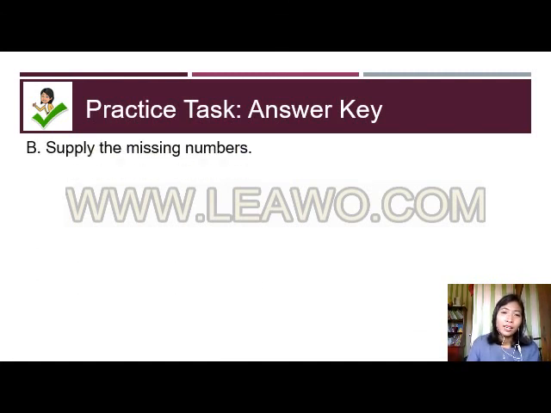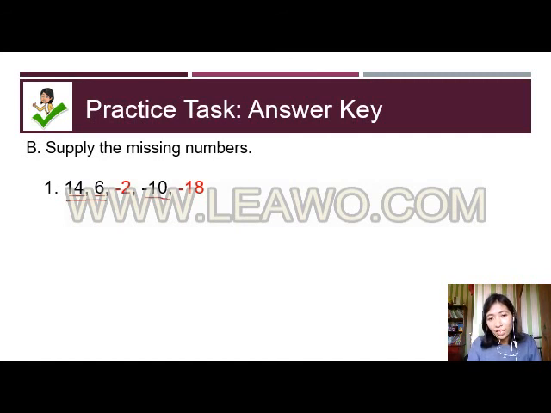Now, letter B, supply the missing numbers. Okay. Number 1, the given terms are this: 14, 6, blank, negative 10, blank. Okay. So again, we have to see a pattern. We have to generate a pattern, okay, that we will apply in order to get the missing numbers. But in the given, where we'll be able to generate the pattern? We will be able to generate the pattern in the pair or from the pair of two consecutive given numbers.